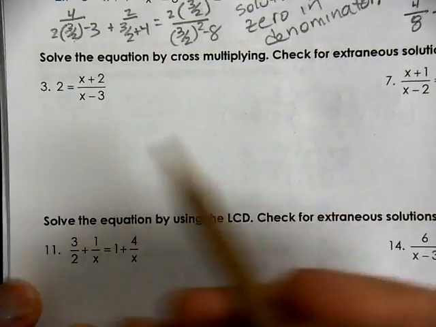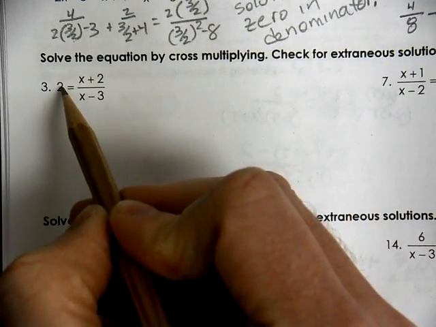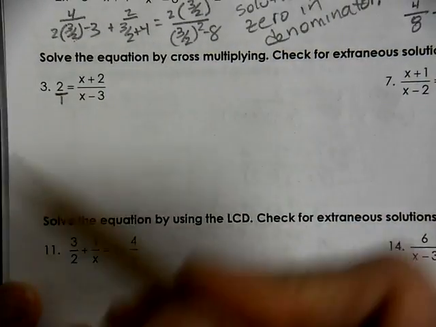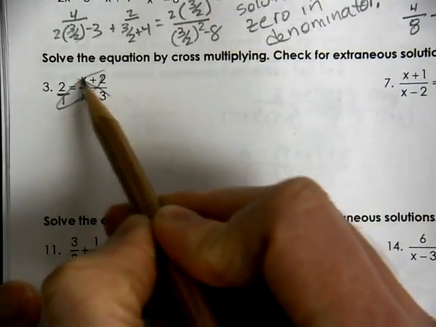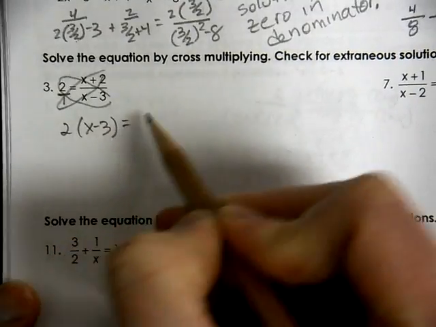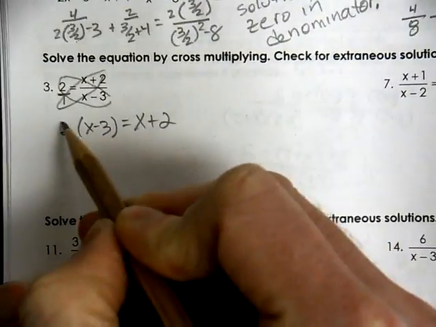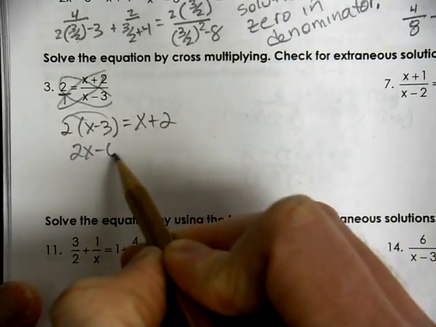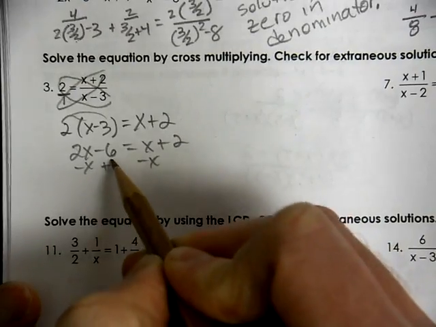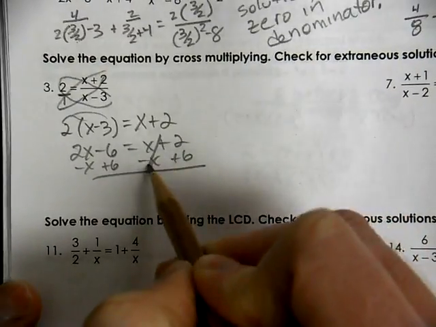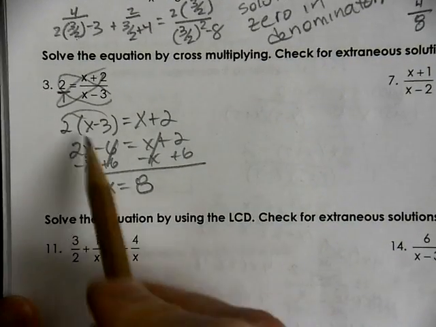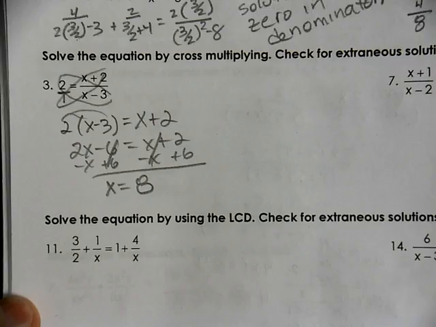Solve the equation by cross-multiplying. So if one of the terms does not have a denominator, you can refer to that as a 1. Cross-multiply. Distribute. X is 8. 8 does not make the denominator 0, so we're okay.